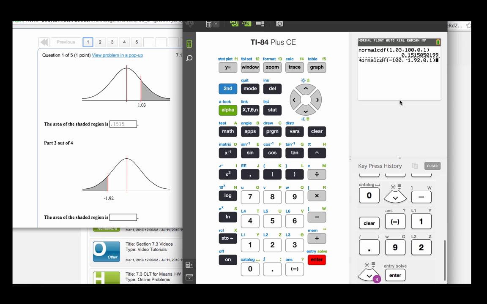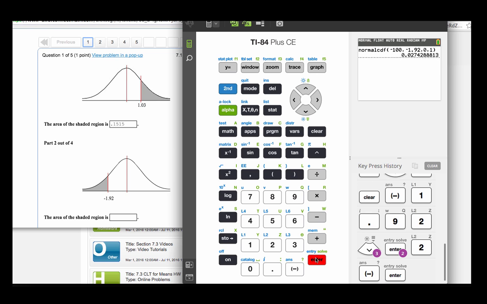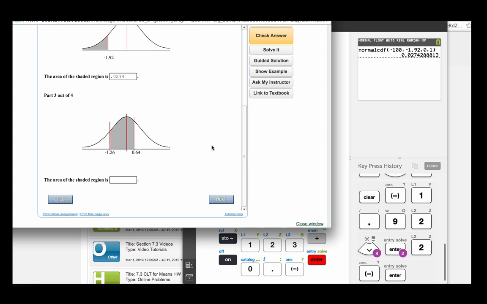And again, if you're using a calculator that doesn't use that menu, then your order is going to be lower bound, so minus 100, upper bound, minus 1.92, and then mean and standard deviation 0 and 1. And we're going to have 0.0274.